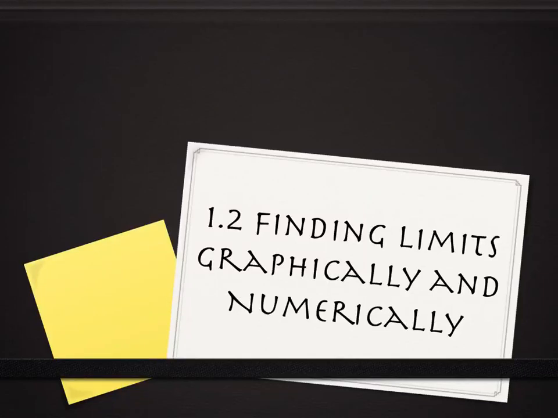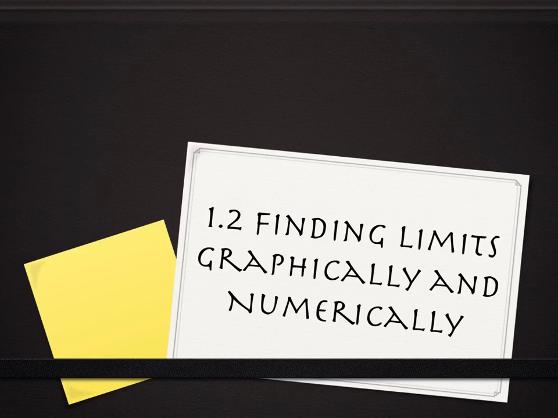All right, in section 1.1, we had talked about some ideas of where we let things get really close together or things get really, really small. That process of letting things get really, really close or really, really small is an idea of something called a limit. So what we're doing in 1.2 is we're going to look at finding limits, specifically in two different ways, okay?